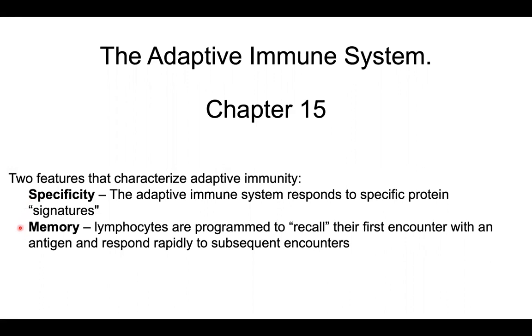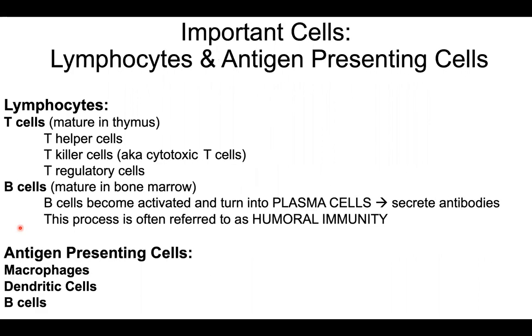And then there's also the component of memory. The lymphocytes that are involved in the adaptive immune system are able to remember or recall the first encounter with an antigen. And then if you get exposed to that pathogen or antigen again, you're going to have a really rapid response. And then it will take care of that before you even realize you might have been exposed again. So that's the beauty of the adaptive immune system, this memory function.